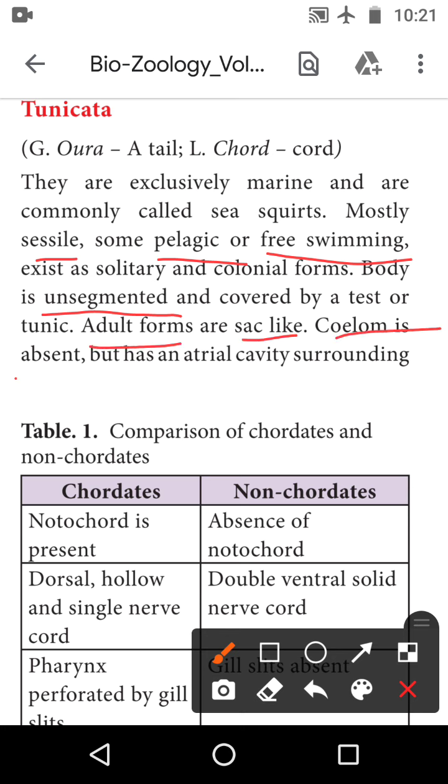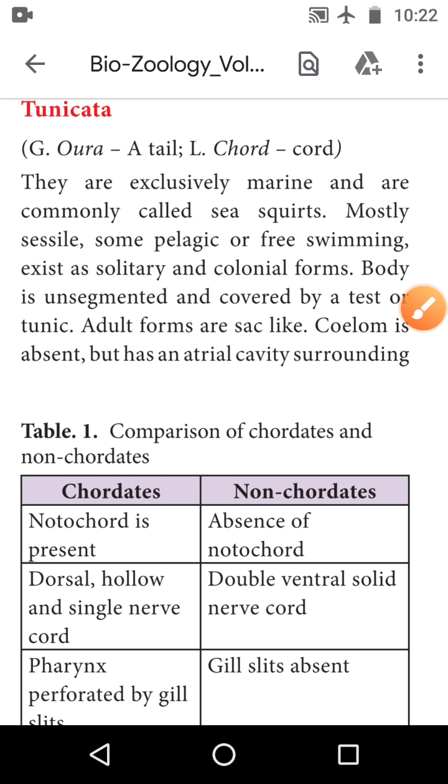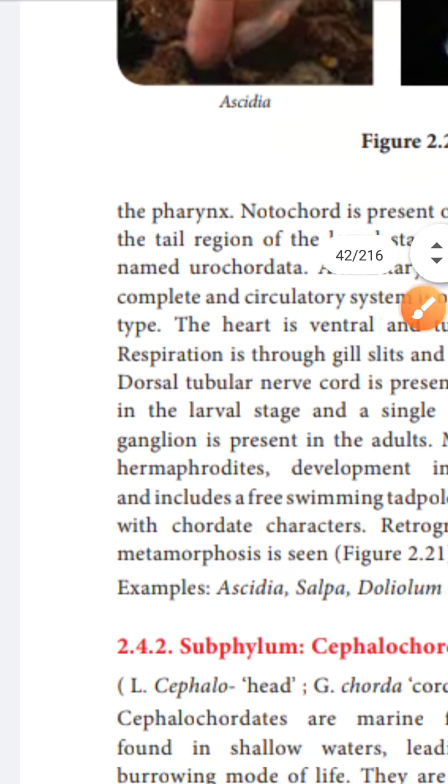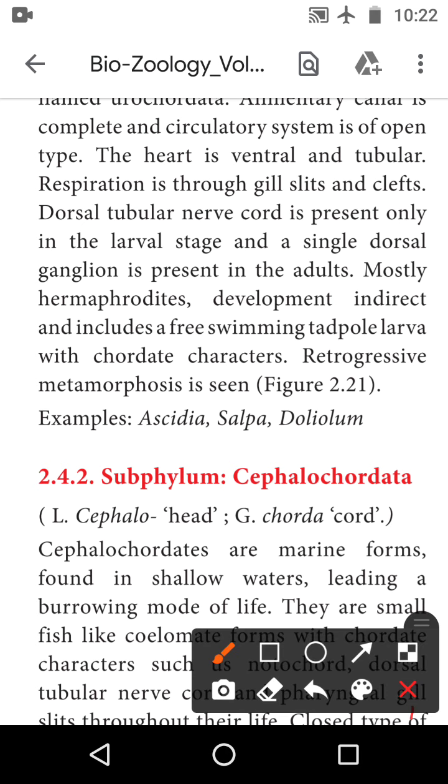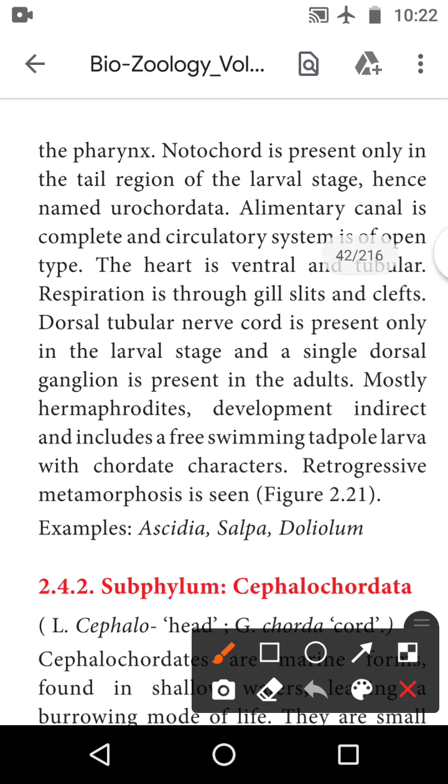Then coelom is absent. What is meant by coelom? Coelom is the body cavity fluid. So coelom is absent. Notochord is present only in the tail region of the larval stage. That is why the name is Urochordata.